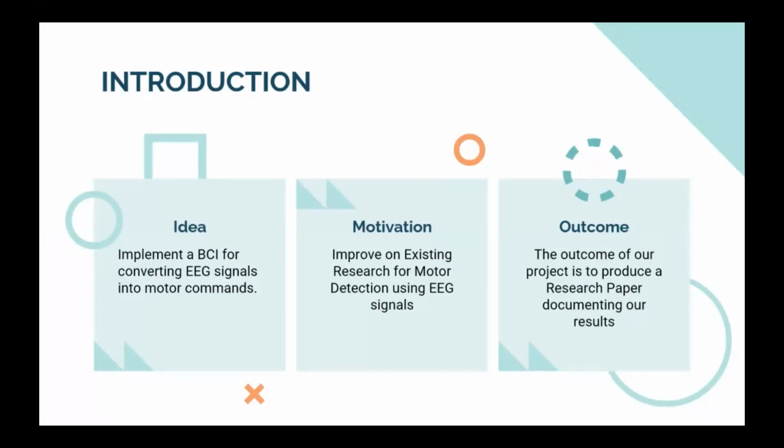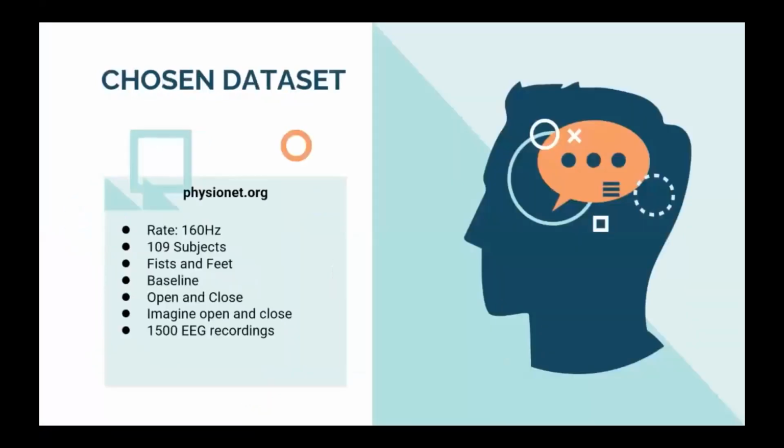The outcome of our thesis is a research paper that documents our major findings. The EEGNet dataset is one of the largest and most widely used datasets in our area of research. We chose the dataset with the largest number of subjects to make our model more generic and account for the variations in the EEG signals produced by different people.